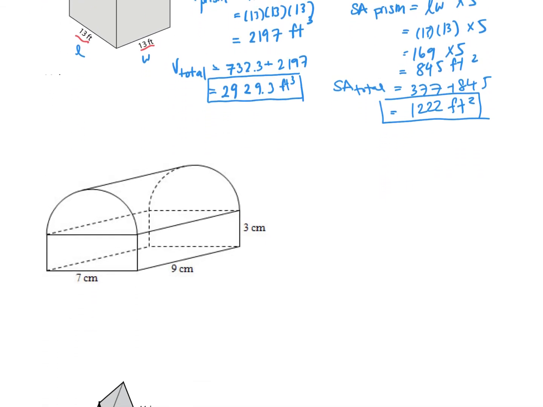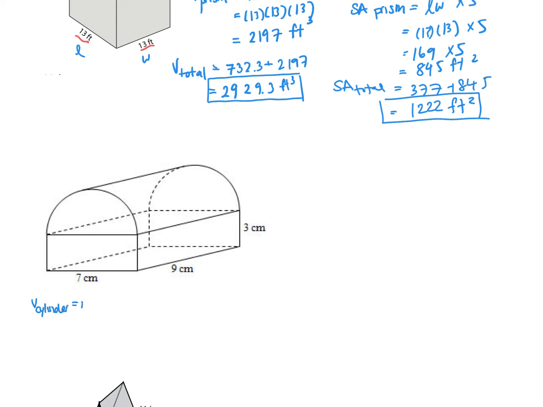The next one, we have a half cylinder sitting on top of a prism. So let's start with volume. Volume is the quicker one. And I'm just going to put my volume calculations down here. So we'll start with the cylinder.